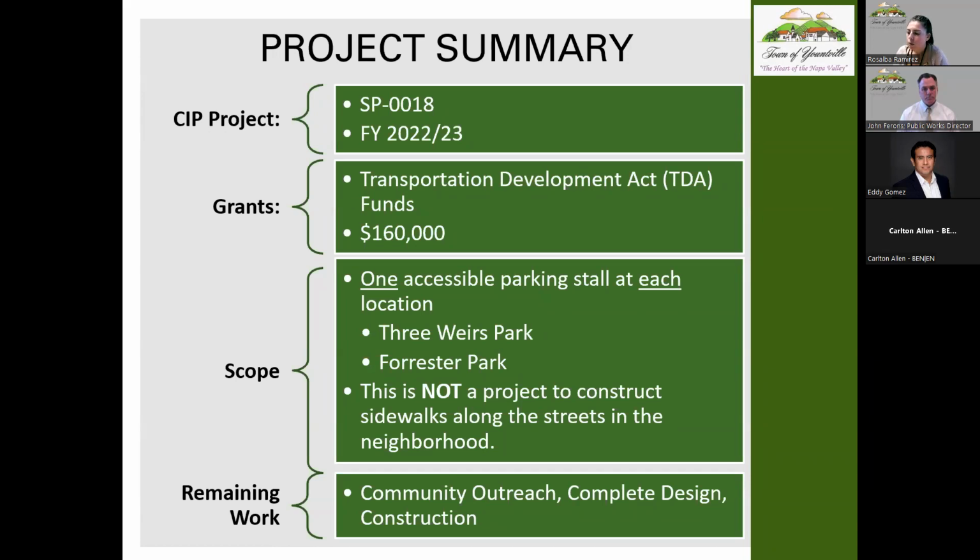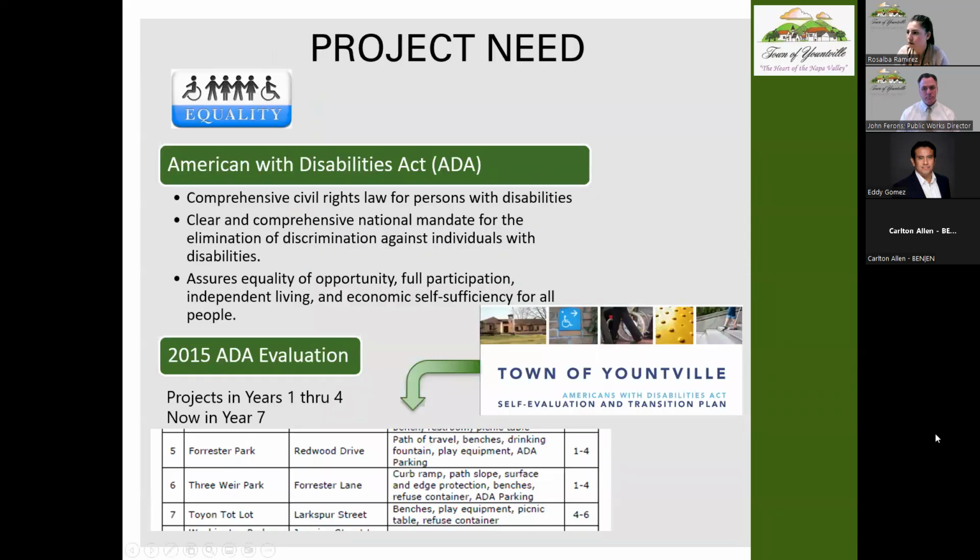The project is to provide one accessible parking stall at each park. This is not a project to construct sidewalks along the streets in Forrester Park, in the neighborhood, or on Forrester Lane. Remaining work after this meeting is to complete the design, and then we'll still keep the community involved on the different steps in progress.